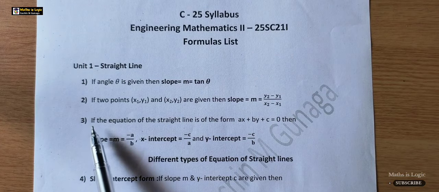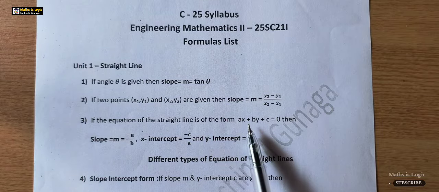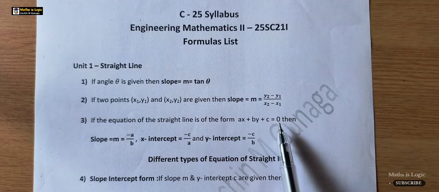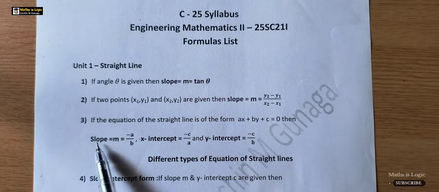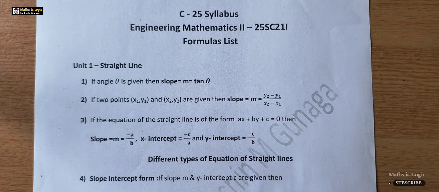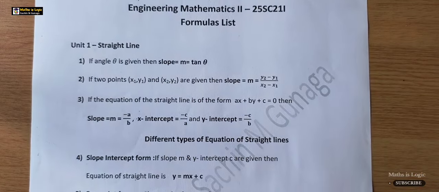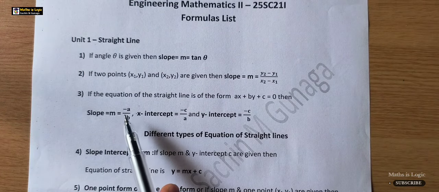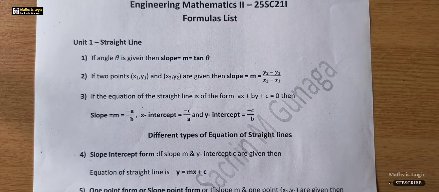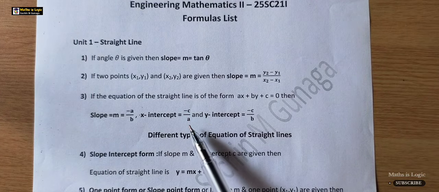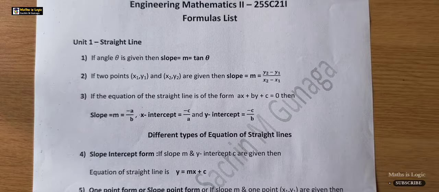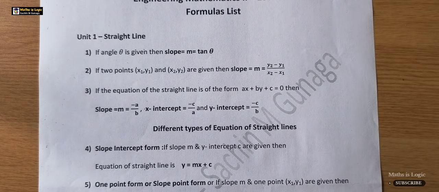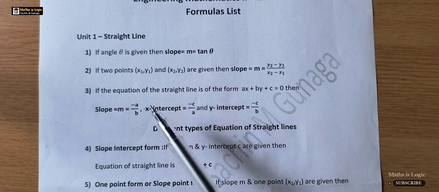Third, in the question they will give the equation of a straight line in standard form. What is that standard form? Ax plus by plus c equals 0. That time they will ask you to find the slope, x intercept and y intercept. Apply the slope formula m equals minus a divided by b, x intercept formula minus c divided by a, and y intercept formula minus c divided by b. So in total there are three formulas in the first part.